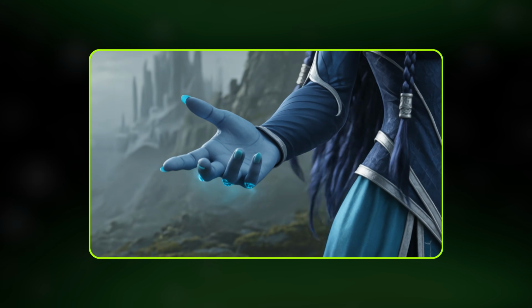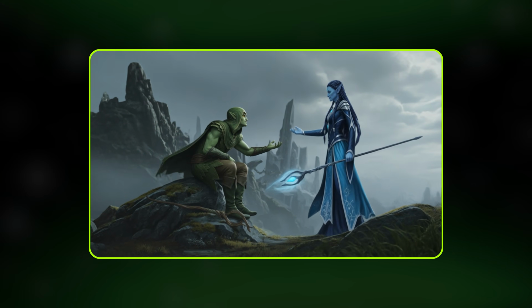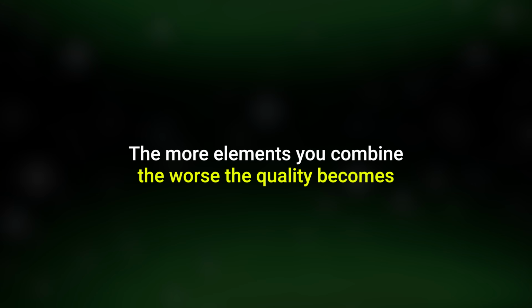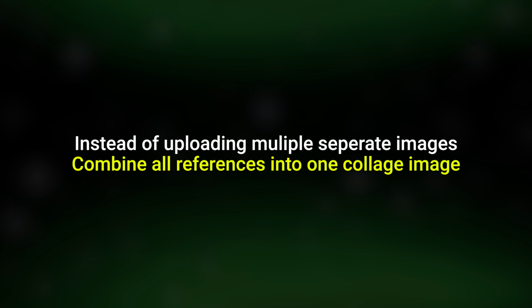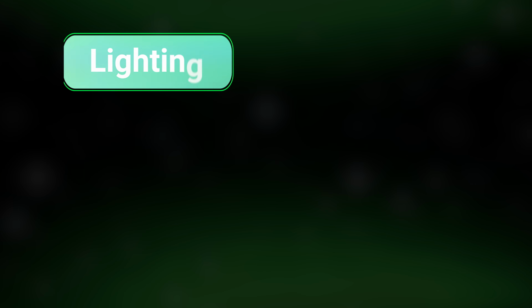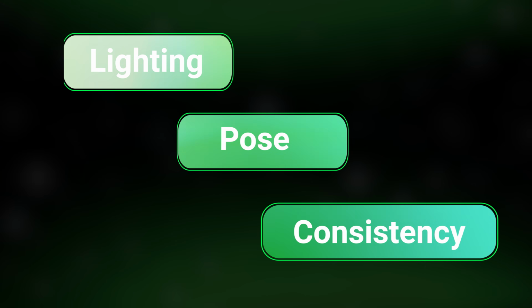Now we can start adding more objects, but here's the problem. The more elements you combine, the worse the quality becomes. That brings us to tip number 5, the collage method. Instead of uploading multiple separate images, combine all references into one collage image. This keeps lighting, pose, and consistency intact and produces much better results.